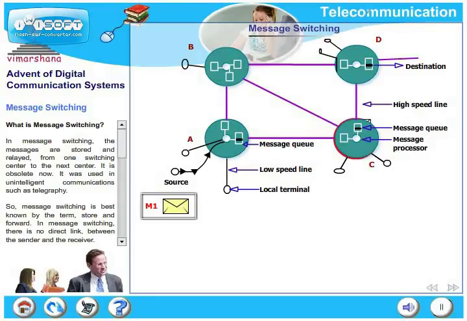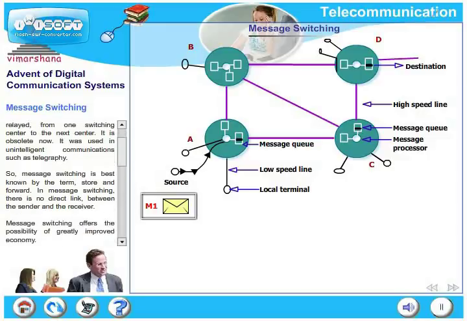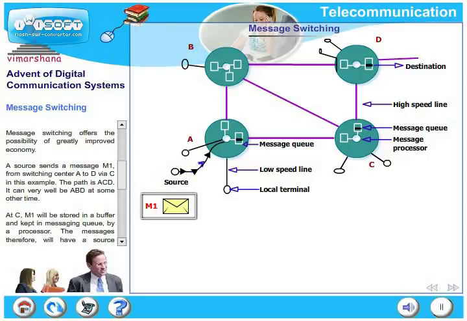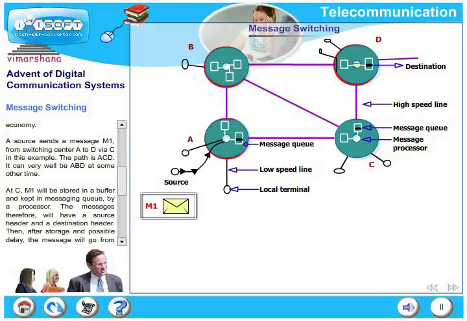In message switching, there is no direct link between the sender and the receiver. Message switching offers the possibility of greatly improved economy. A source sends a message M1 from switching center A to D via C in this example in your figure. Now, the path is ACD. It can very well be ABD at some other time.